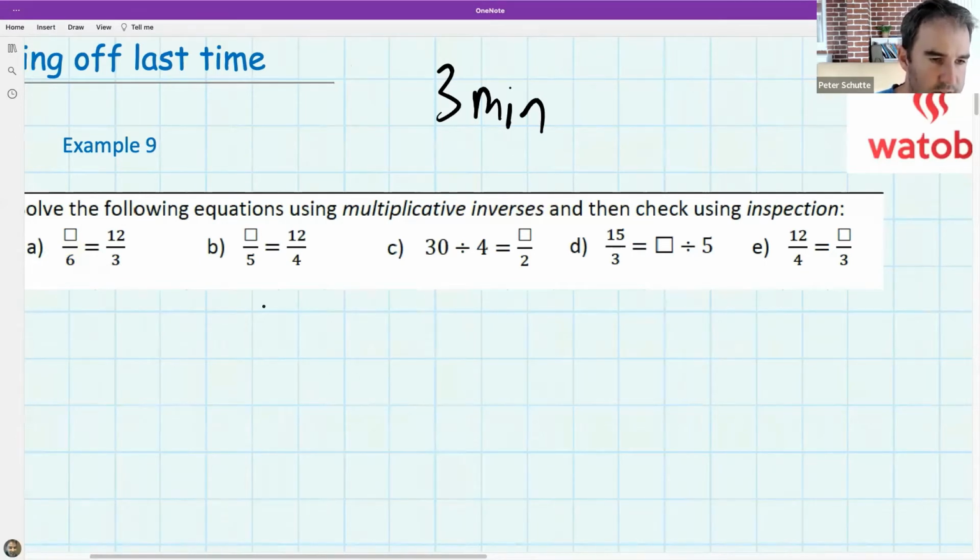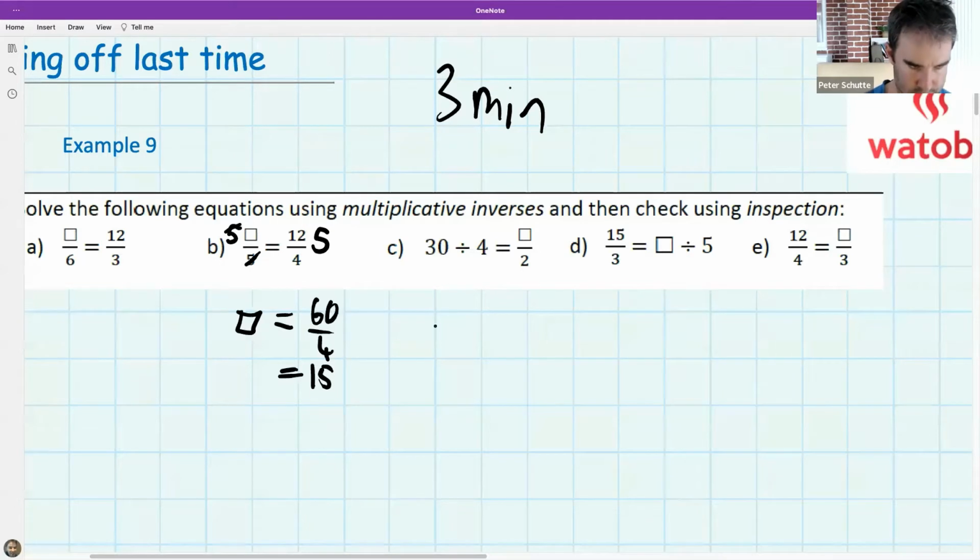So what do we have? I'm going to multiply both sides by 5 in this one. And then I'm going to get 12 times 5 is 60, or 60 over 4. And that gives me 15. So that's that one. The answer here was 24.